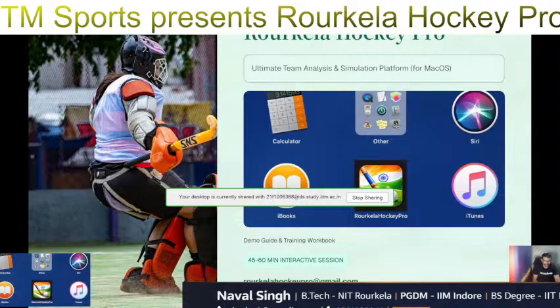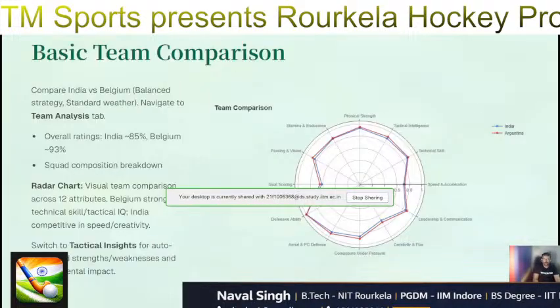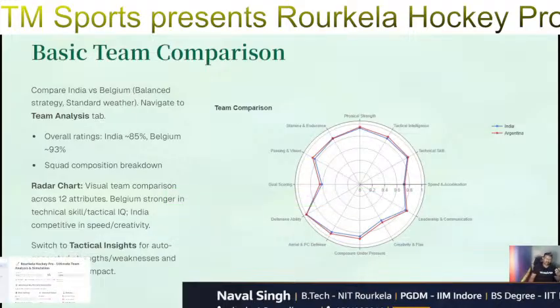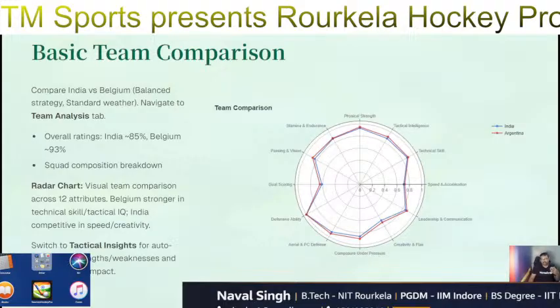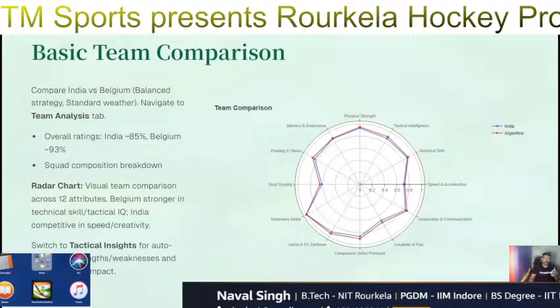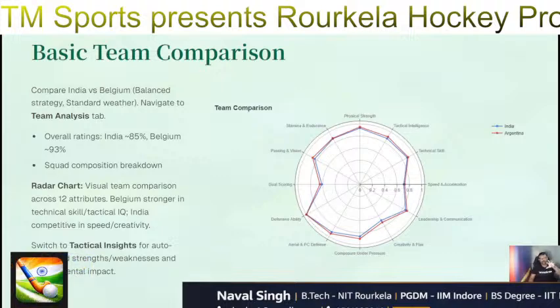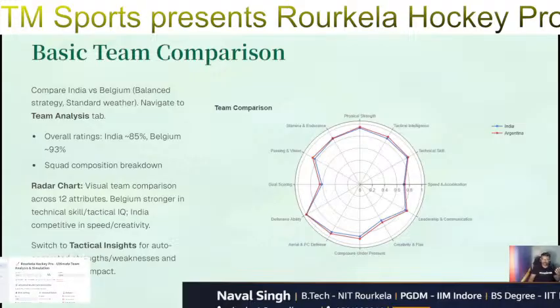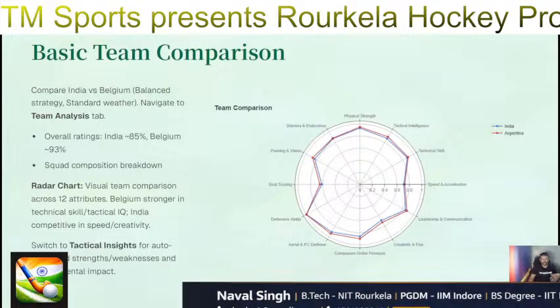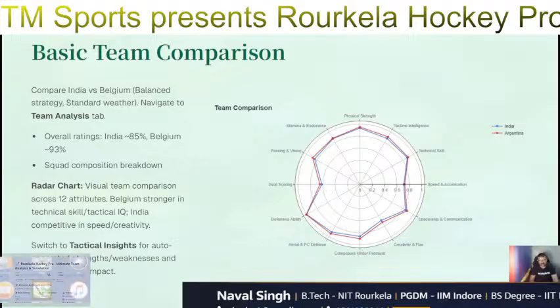So this is an example of what the basic team comparison looks like. If we compare any two teams, the performance, which is an aggregate of all the team members across all the 12 parameters, is shown in the form of a radar chart, and the chart that has the larger area shows a better team, and it shows Belgium is stronger in technical skill, etc., than India, and it also shows where India is better than Belgium in which areas.